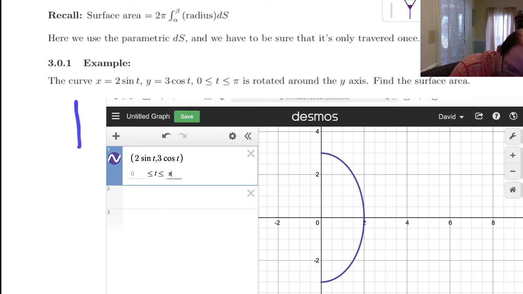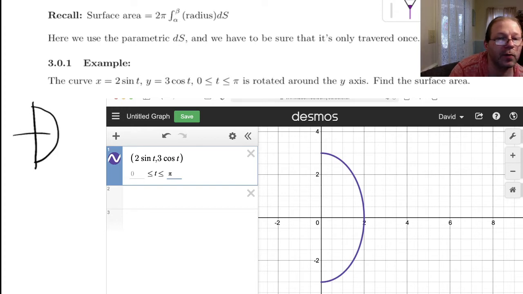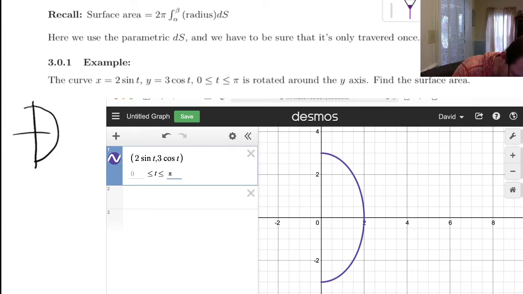So I'm going to copy that down over here. We've got half of an ellipse, and we're going to rotate it around the y-axis. So we're going to get this sort of egg shape.